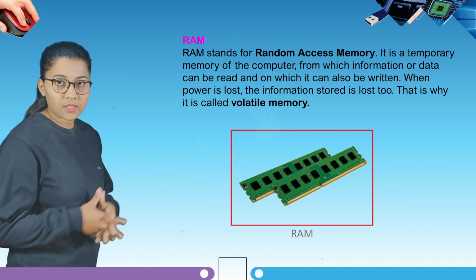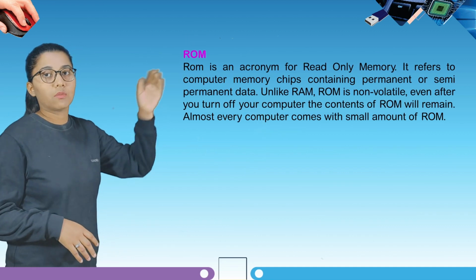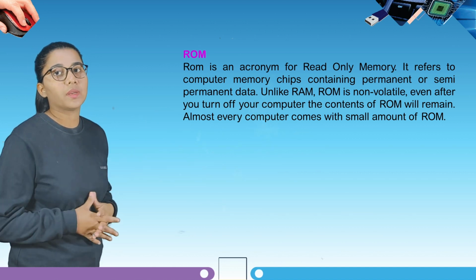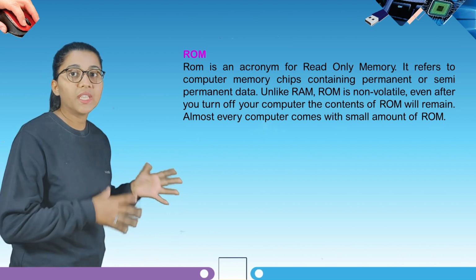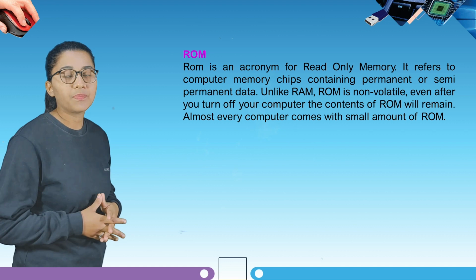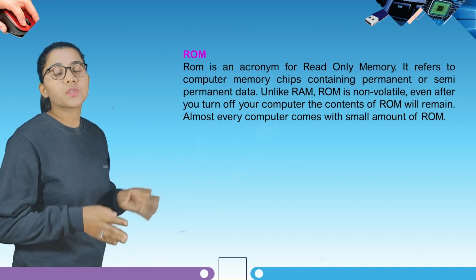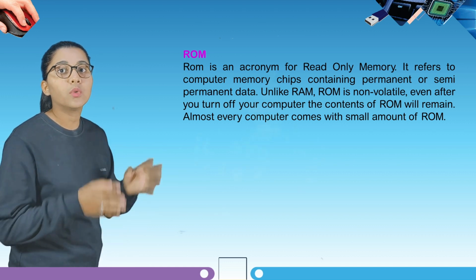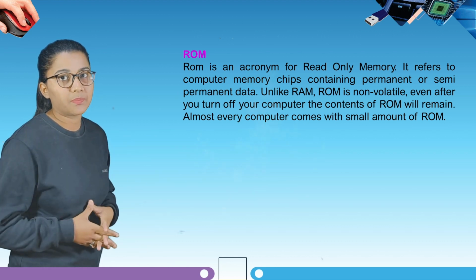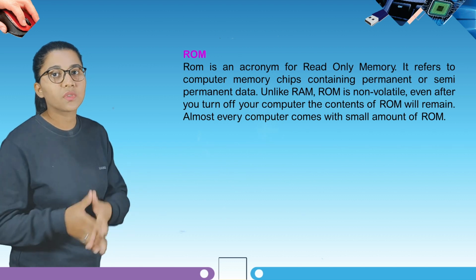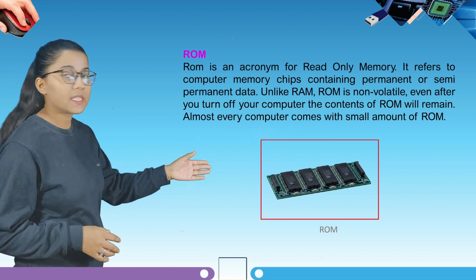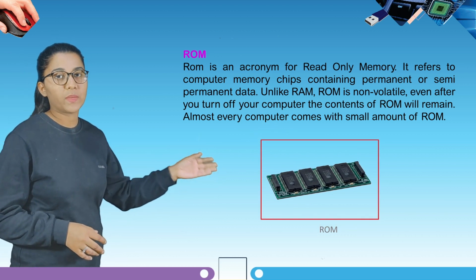Now students, let's learn about ROM in detail. What is ROM? ROM is an acronym for read-only memory. It refers to computer memory chips containing permanent or semi-permanent data. Unlike RAM, ROM is non-volatile. Even after you turn off your computer, the content of ROM will remain. Almost every computer comes with a small amount of ROM. So students, here you can see the picture of ROM memory.